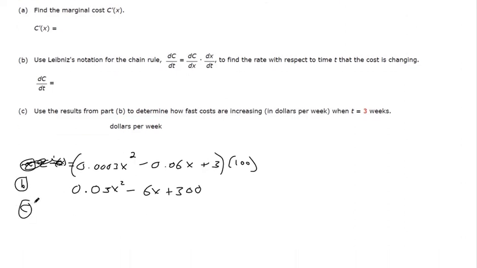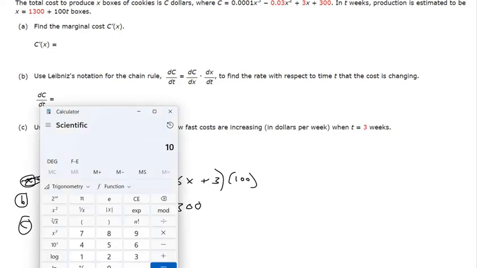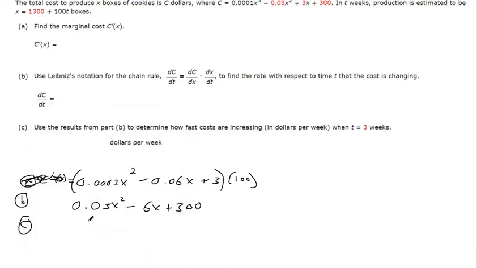And for C, use the results from part B to determine how fast the costs are increasing when t equals 3. So we've got to plug in 3 in for x. Wait, no, sorry, we've got to plug in 3 in for t. T equals 3, so plug 3 in here. So 100 times 3, and then plus that 1,300. So x is 1,600 that you're plugging in for part C.